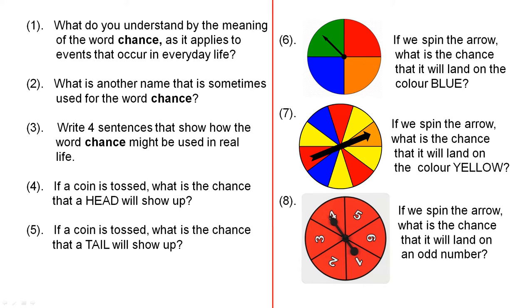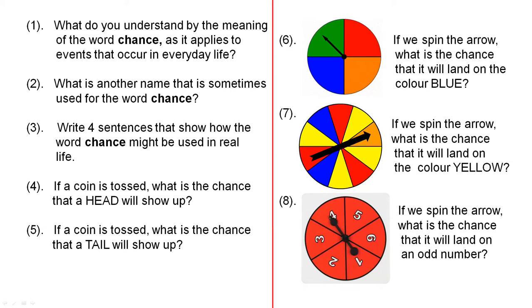So when the coin lands on the ground or the table or wherever, what's the chance or probability that the head will show up? Number 5, if a coin is tossed, what is the chance that a tail will show up?